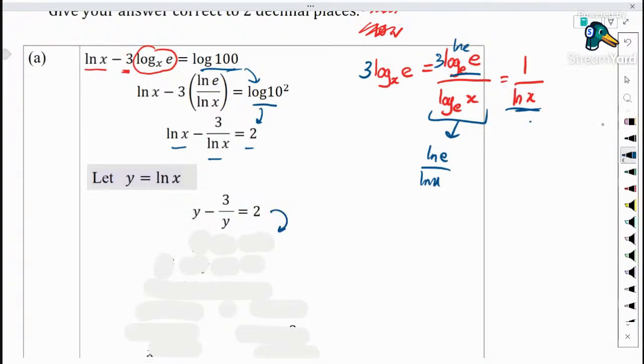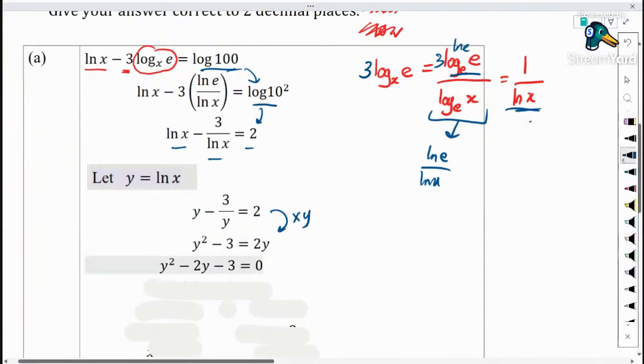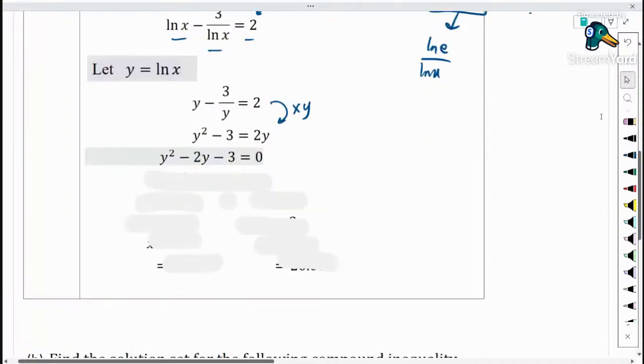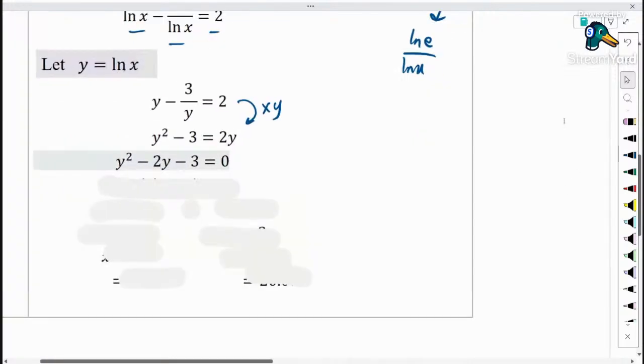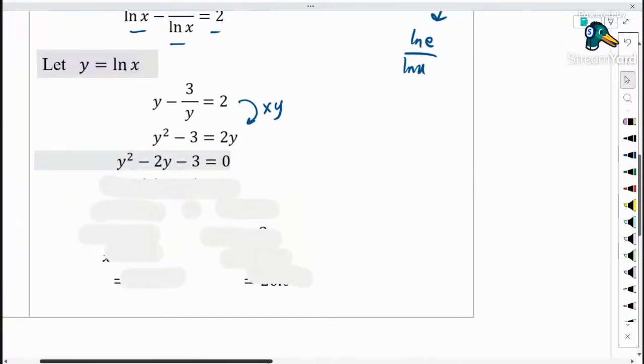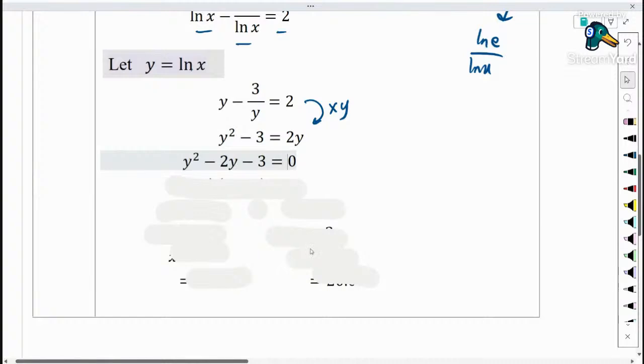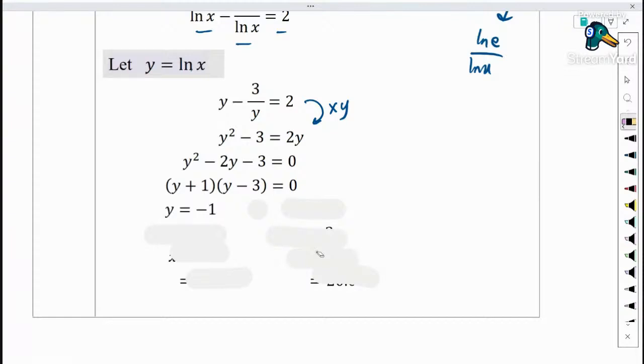Then multiply everything with y. I will have a quadratic equation as follows. Then next, I solve using the classic way. I do factorization. And by right, I have the result y is minus 1 or y equals 3.